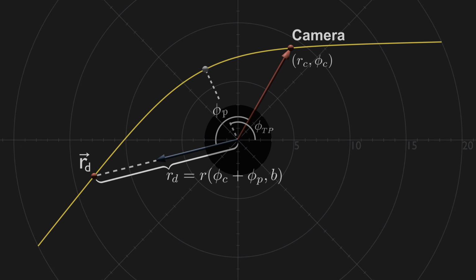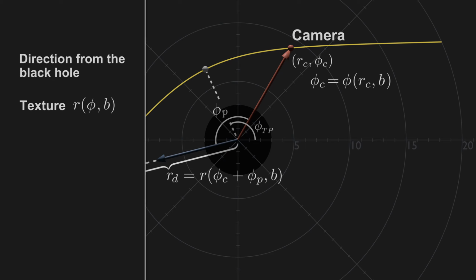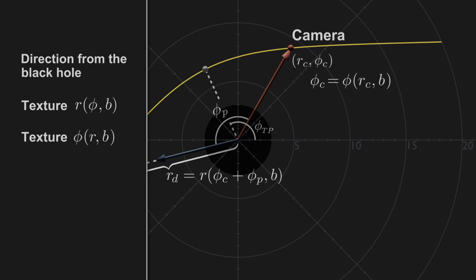The last thing we don't know is phi c. We can do the same thing we just did for r. We know phi c is a function of b and rc, so given a value of b and rc, we can calculate phi c. This function is not limited to the camera location, so we can express phi in general as a function of b and r. This is a second texture we'll need to make.